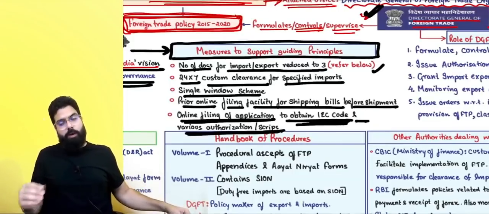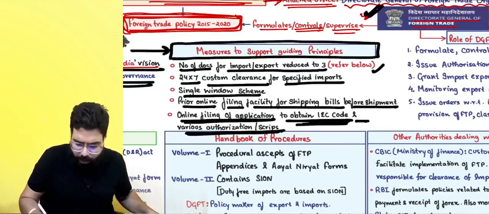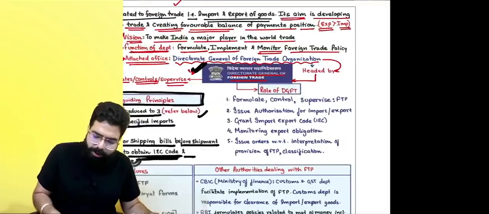I want chocolate now. Give me the coupon. Give me the scrip. They are telling us scrips will also be given online. Application has to be given for scrips, authorizations, etc. Okay, sir. Point is clear.